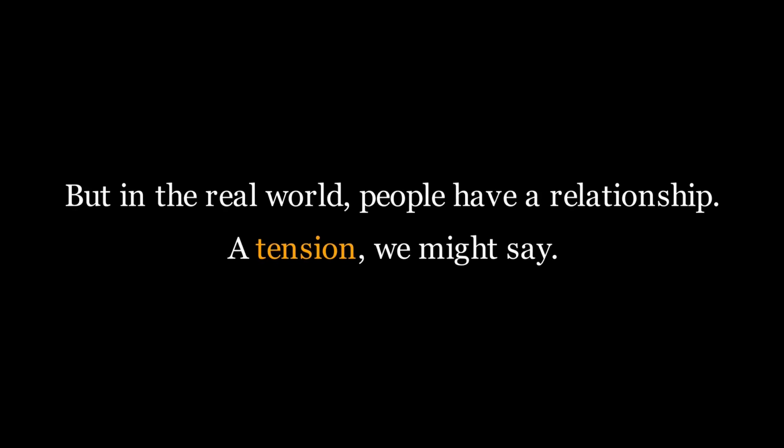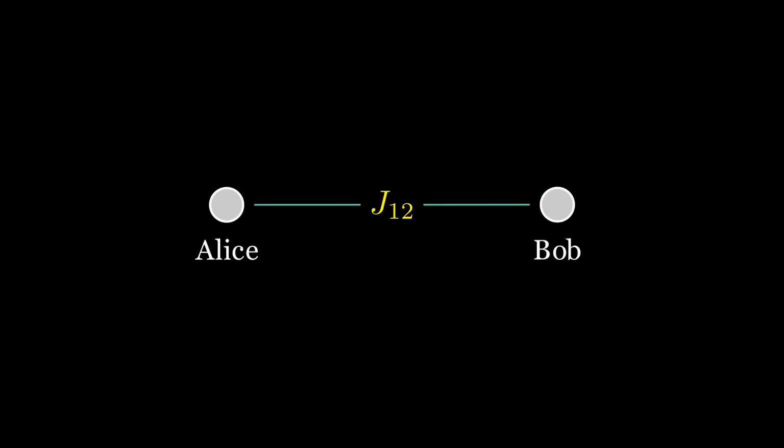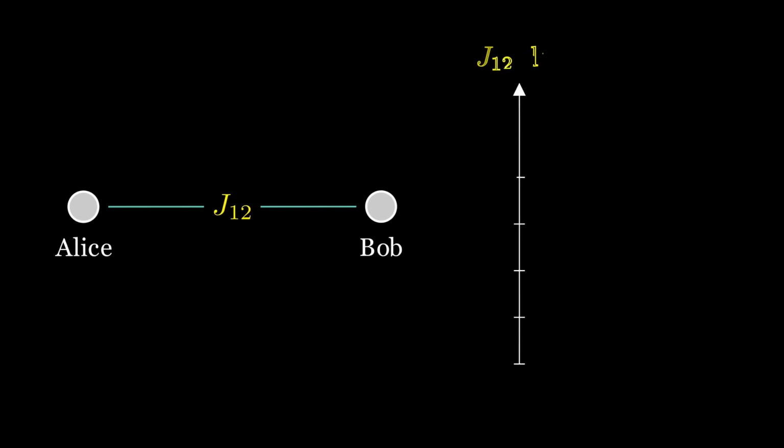But in the real world, people aren't isolated. Their decisions are often influenced by their relationship with others. You might say there's a tension between them. Let's represent this tension with a value, which we'll call J12, that lives on the connection between Alice and Bob. We can think of J12 as a dial that sets the tone of their relationship.